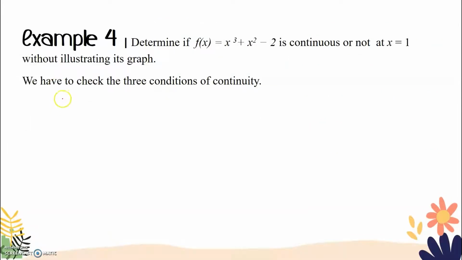Now let's have example 4. Determine if f of x equals x cubed plus x squared minus 2 is continuous or not at x equals 1 without illustrating its graph. Without its graph, to check if the function is continuous at x equals 1, let's check the 3 conditions of continuity. The first condition is that f of c should exist.